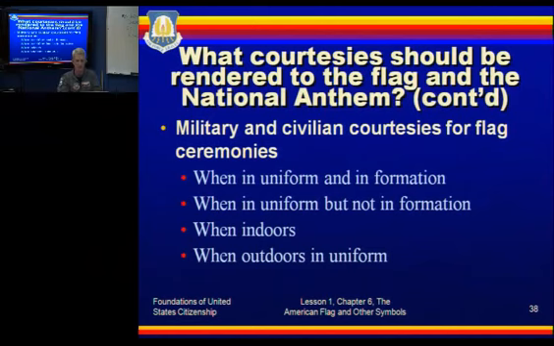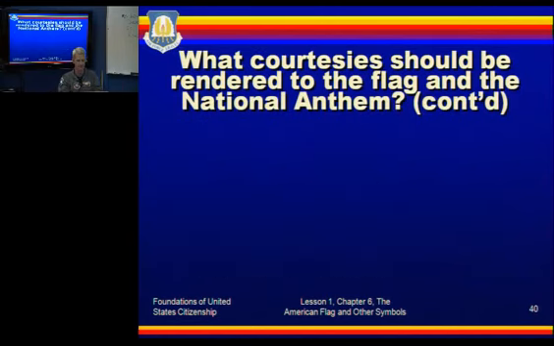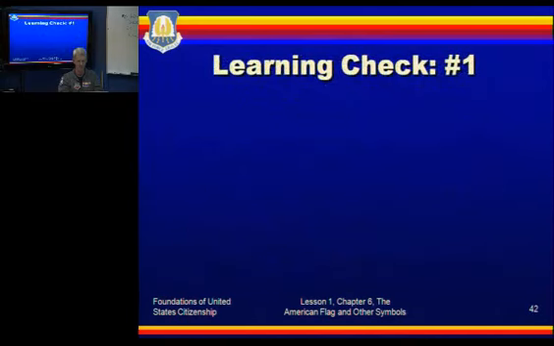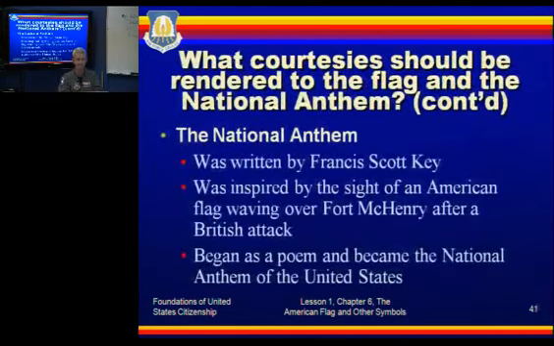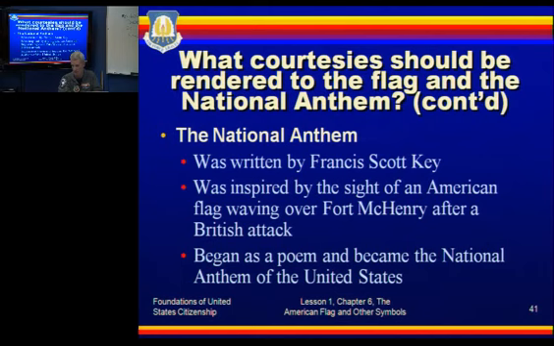Okay, let's talk about the national anthem. Tell me about the national anthem. How do we get the national anthem? Francis Scott Key. Who is he? A 34-year-old lawyer and poet. There you go. He's a lawyer and poet. Was he British or was he American? American. When was it written and where? September 13th, 1814.